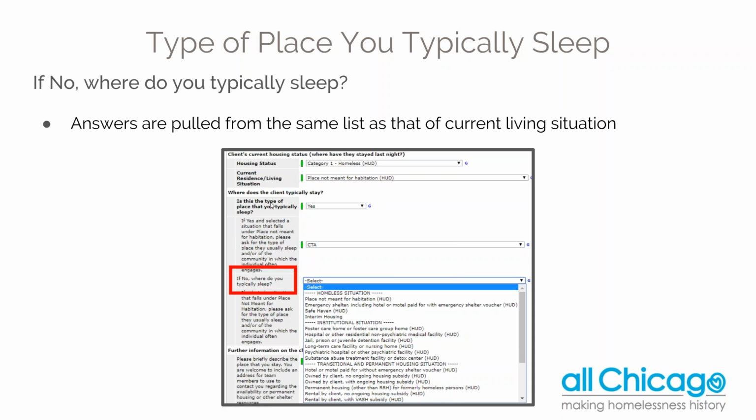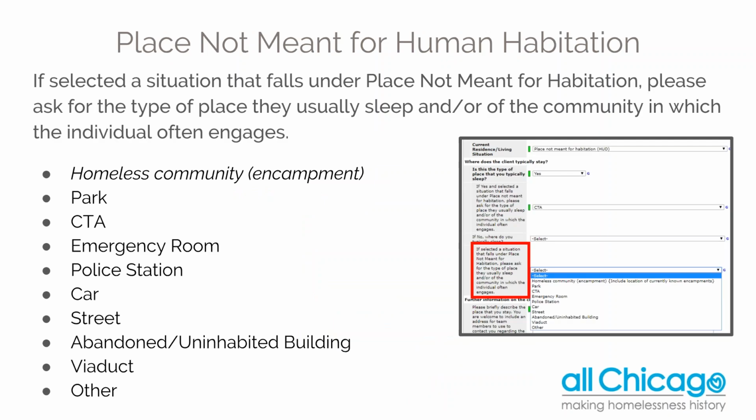And this, if no, where do you typically sleep, is really asking, like, again, this current residence living situation question is asking where they stayed last night, right? So if where the client stayed last night isn't typically where they sleep, well, where do they typically sleep if the place they were staying at last night isn't it? And then again, this is sort of a sister question to the previous one, and it has the same intention of just finding out, well, what kind of situation, what kind of unsheltered situation are you actually in?